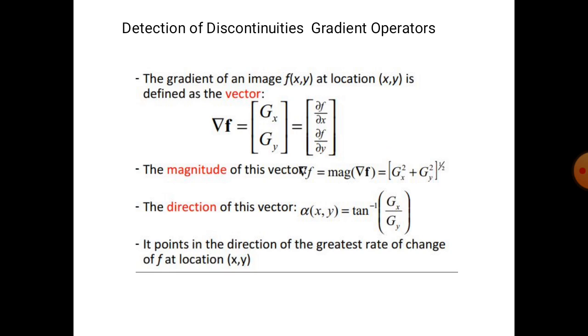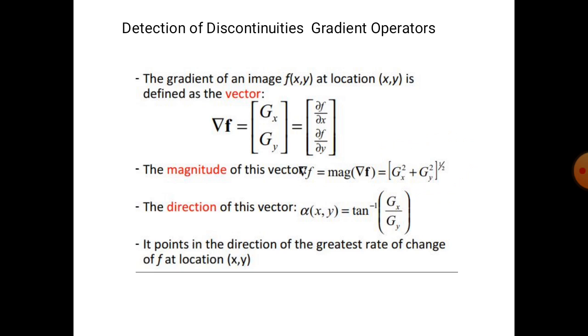del f equals grad f equals [gx, gy], which equals [del f upon del x, del f upon del y]. This vector has an important geometrical property: it points in the direction of the greatest rate of change of f at location x,y. The magnitude, or length, of vector del f is mag del f equals (gx squared plus gy squared) raised to 1 by 2, or the square root of gx squared plus gy squared. It is the value of the rate of change in the direction of the gradient vector.